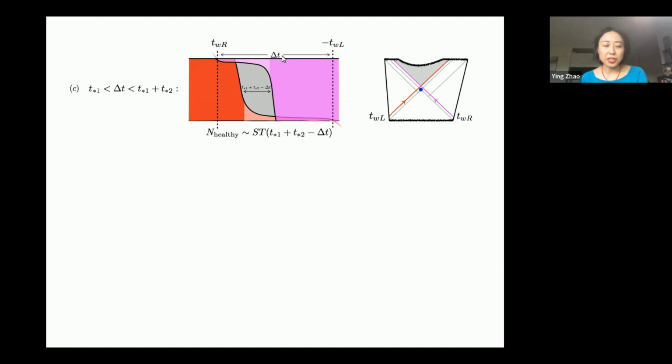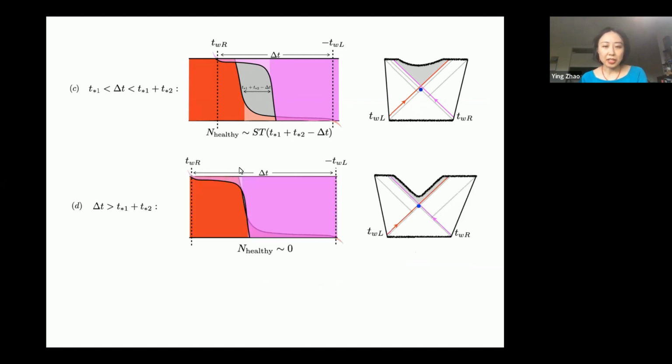Later, as you make delta T larger and larger, you'll see that this region actually starts to shrink. Roughly speaking, it shrinks linearly in delta T. And clearly, there is a very sharp transition. I will comment on this towards the end of my talk. There is a very sharp transition here when delta T is larger than T star 1 or T star 2, roughly speaking, twice the scrambling time. Basically, you no longer have healthy gates. So this is what you see from circuit analysis.